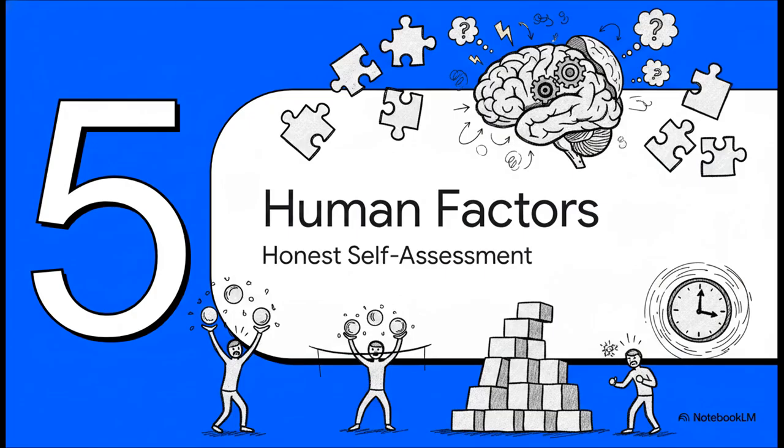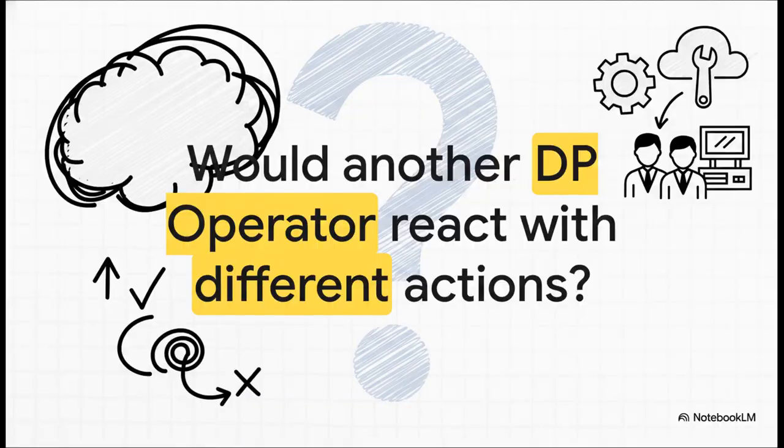Section 5. Human Factors. The Power of Honest Self-Assessment. Section 10 is arguably the most introspective and toughest part of the whole form because it asks us to evaluate our own actions during a crisis. So the crucial point is this profound question staring right at you. Would another DP operator react with a different set of actions? This demands brutal honesty and self-critique.